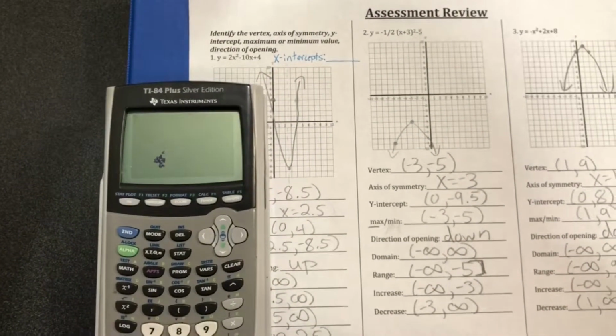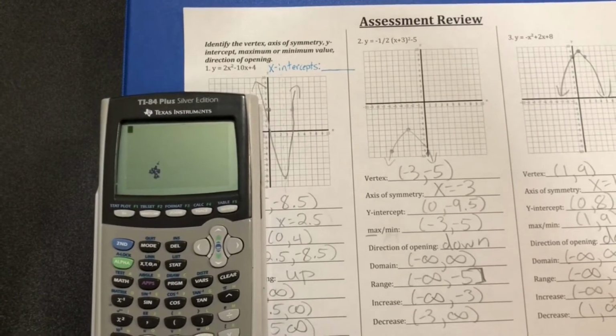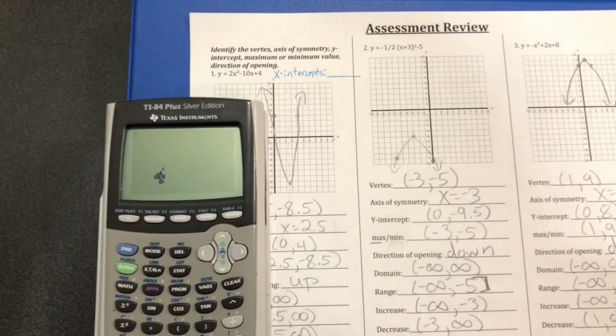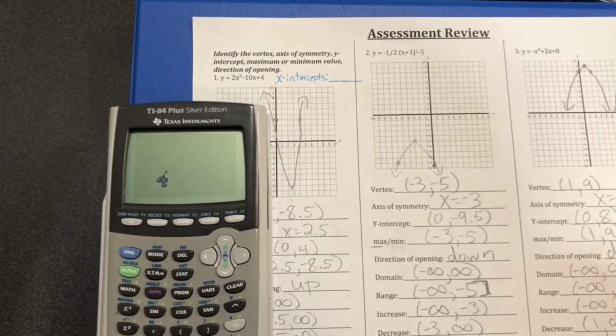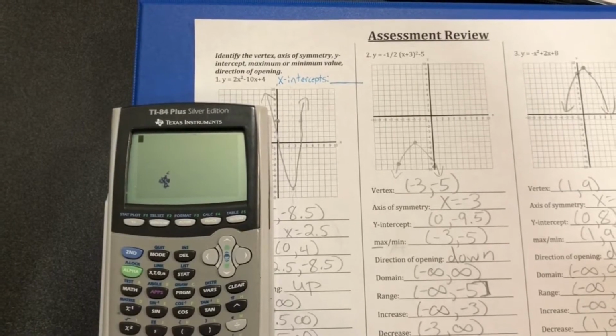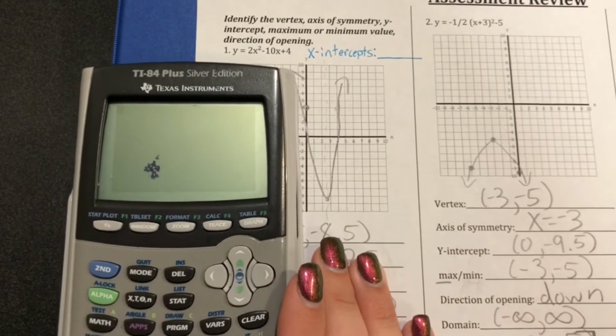Hey guys, so in this video I'm going over how to find x-intercepts. I am on the assessment review. I am only going over the steps to get x-intercepts. In the other part, or part 1, I will go over all of the answers. So I'm going to be looking at number 1 on the assessment review.